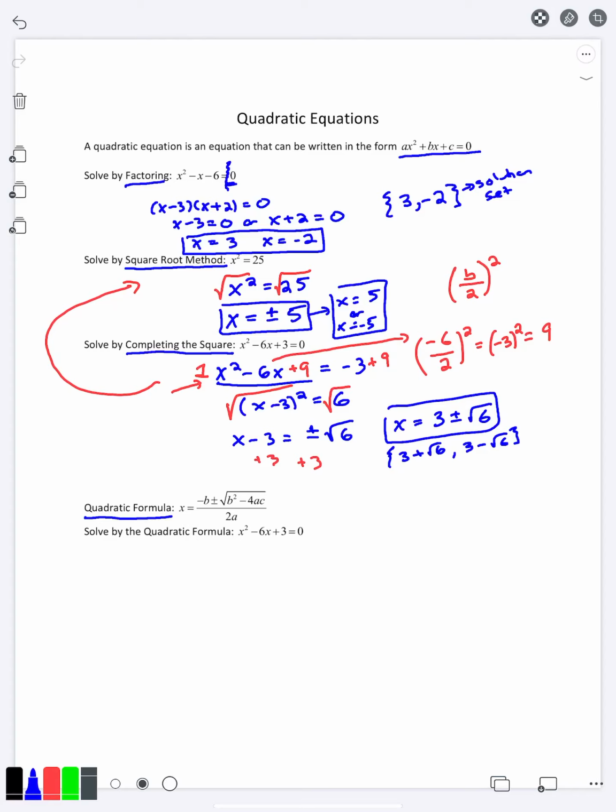Now there's a song that goes with this one to help you remember it, but I'm not going to sing that for you. Feel free to look on YouTube or something for the Quadratic Formula song.